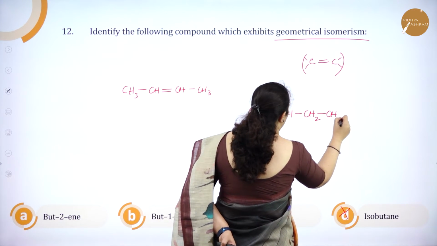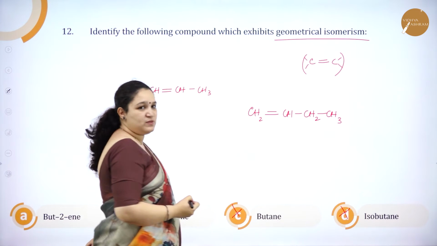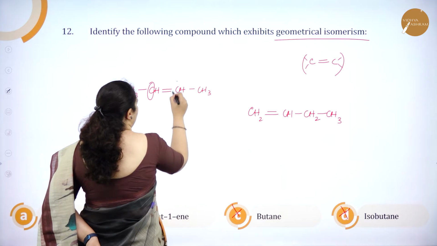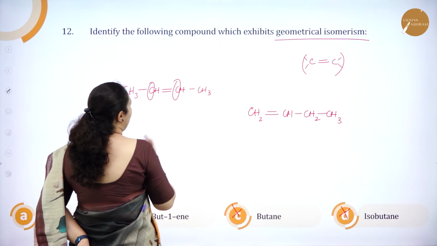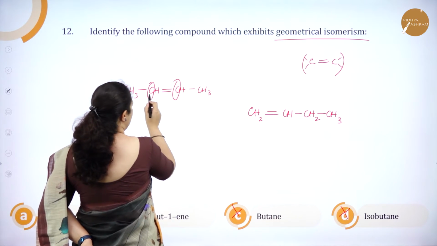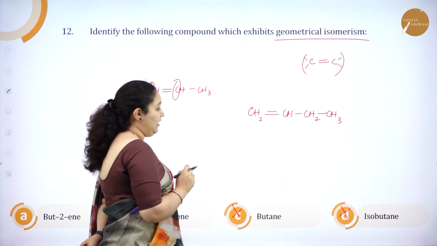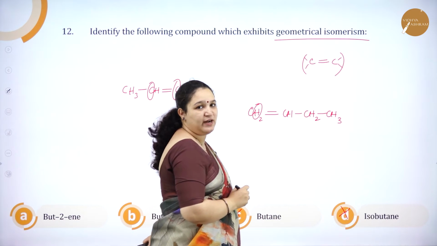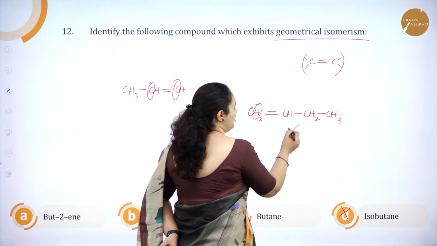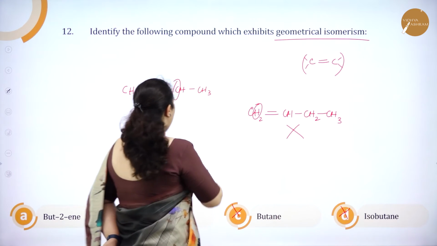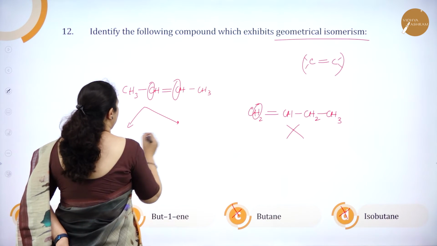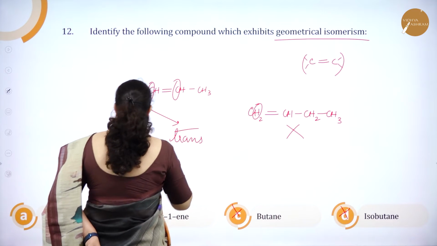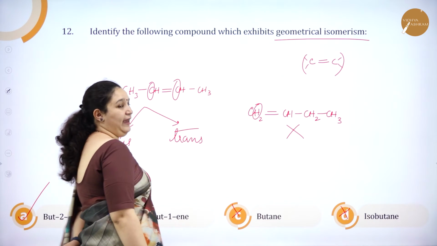CH2, CH3. So if you observe these two structures, for the carbon atoms involved in the double bond, I have two different groups, hydrogen and CH3, hydrogen and CH3. Whereas in this I have two same groups, that is hydrogen atoms. So this will not show geometrical isomerism, whereas this will show cis form and trans form. So it is option A.